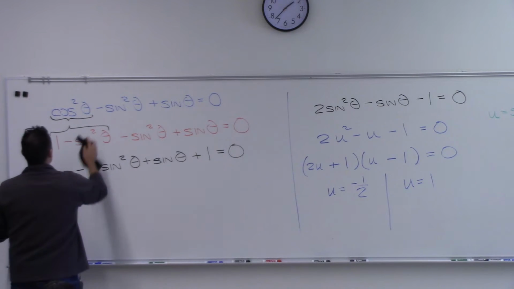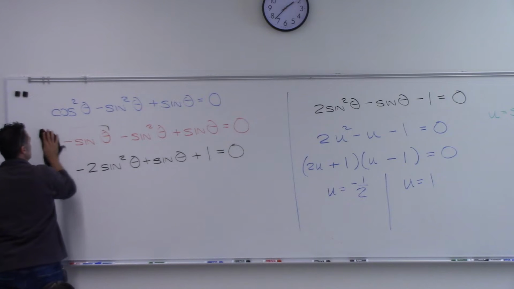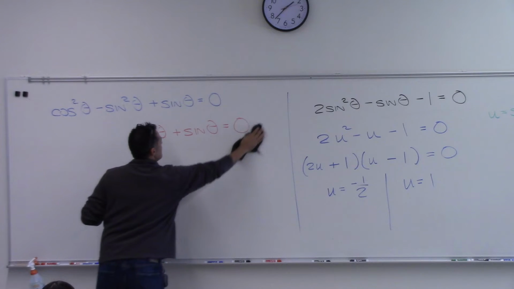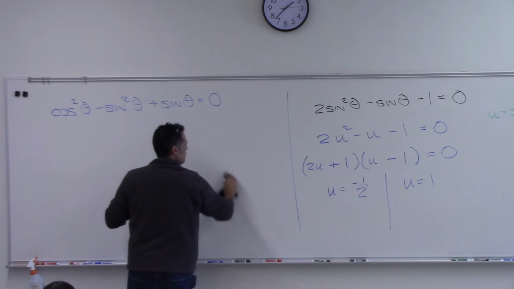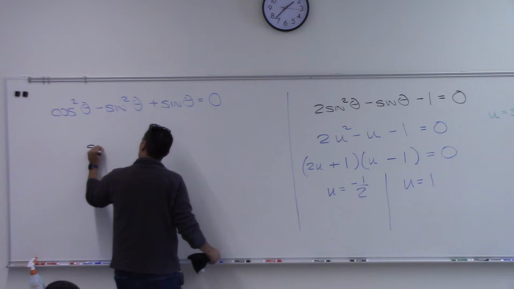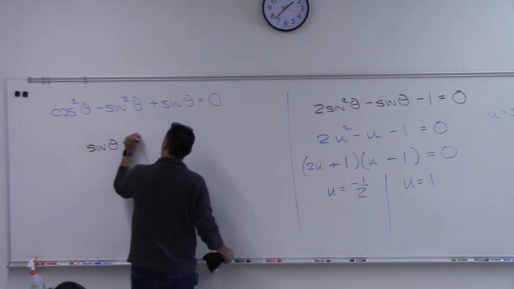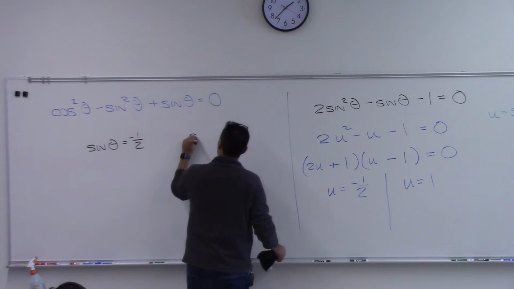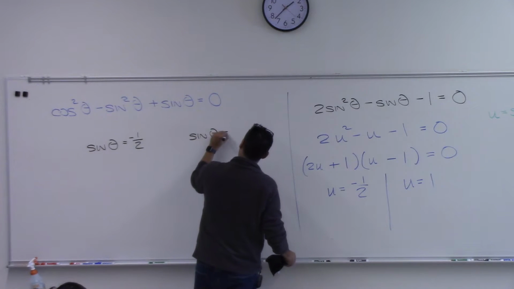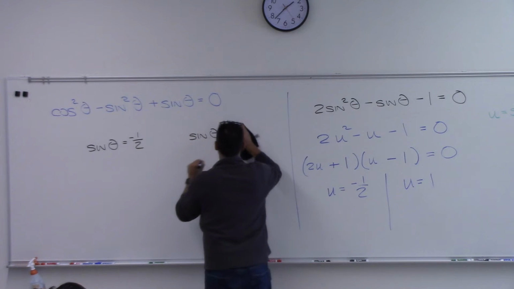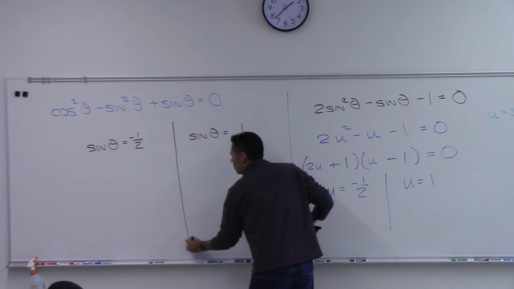I'm going to leave the original equation up here, but I'm going to erase the stuff underneath it. So here's where I am. Sine theta is -1/2. Sine theta is +1. Two different things to solve, right?